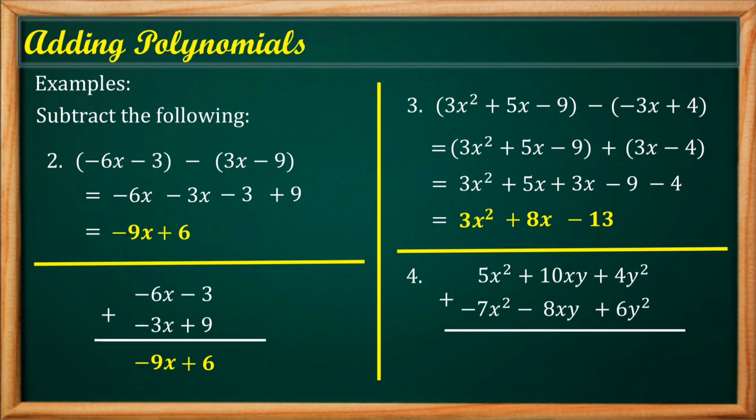Then after that, we will perform the rules in addition. Start with the left. Since they are similar terms, 4 plus 6 is equal to 10. Then copy the literal coefficient, which is y squared. Next, 10 plus negative 8 is positive 2. Then copy the literal coefficient, which is xy. Then 5 plus negative 7 is negative 2. Copy the literal coefficient, which is x. And that would be our difference.